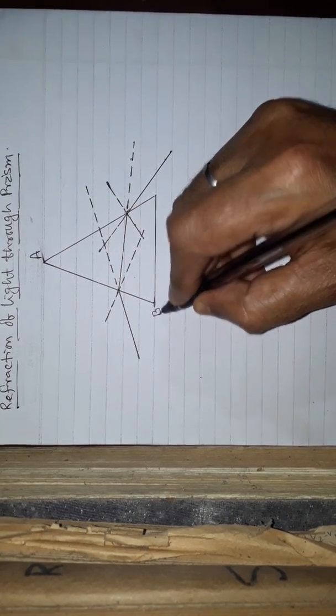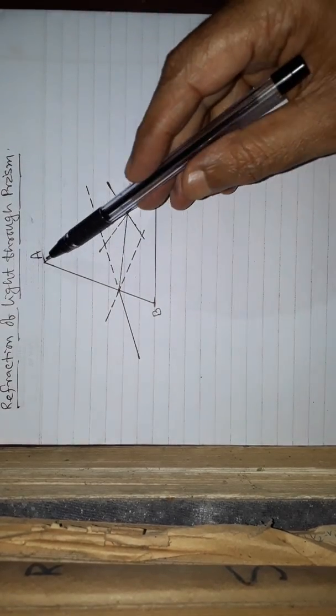Today we are going to discuss refraction of light through a prism. This topic we have seen in class 10 also, so it is a type of revision. Here we are considering a prism whose cross section is represented by this triangle ABC. AB and AC we call refracting surfaces.